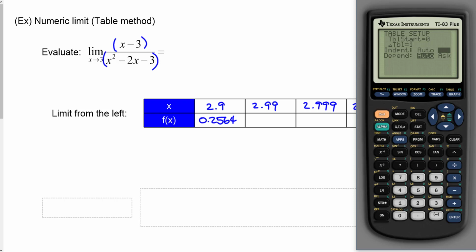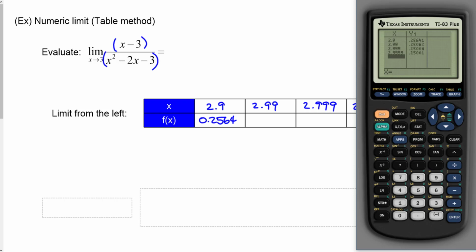Just hit second and graph, which takes you into the table feature now. And you can just type in numbers into the x, and it will automatically determine what y is. So as long as you have your function typed in properly, with order of operations working, this is a whole lot easier. And you can go all the way up to as much accuracy as you need in order to make sure you get the value of your limit.